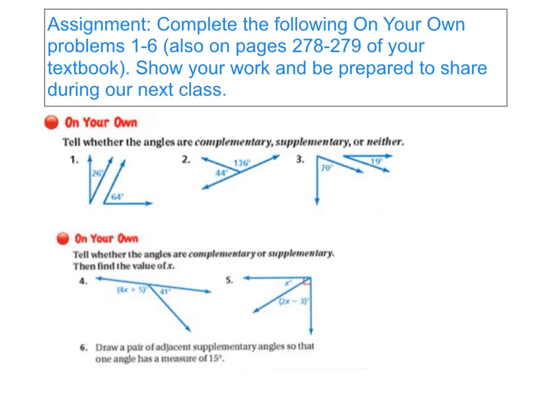This lesson is to complete the following on your own, problems 1 through 6. They're also on pages 278 and 279 of your textbook. Be sure to show your work and be prepared to share during our next class.